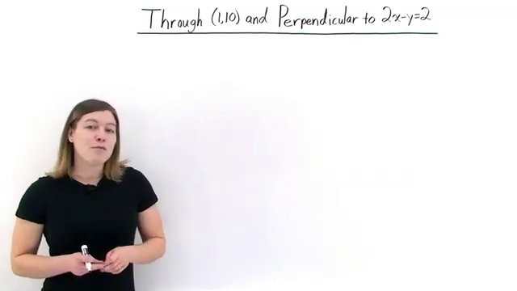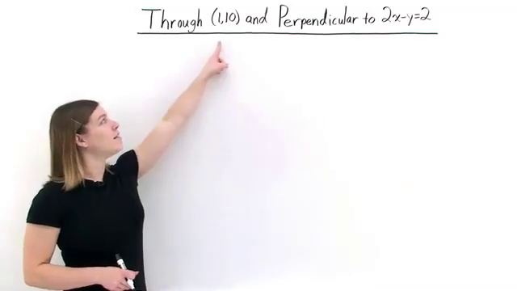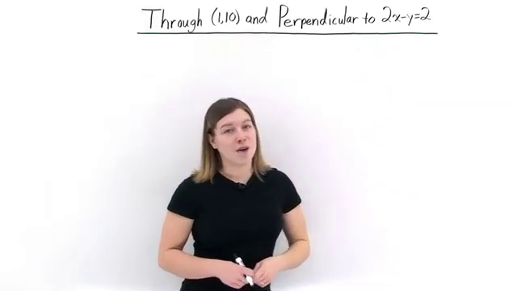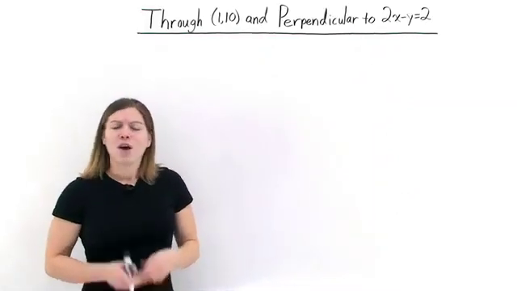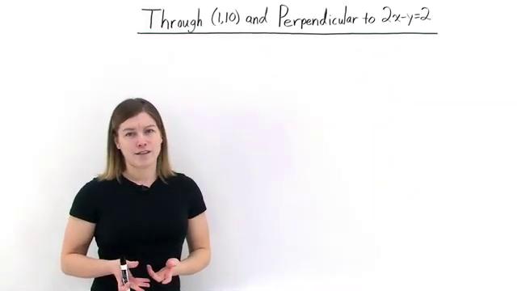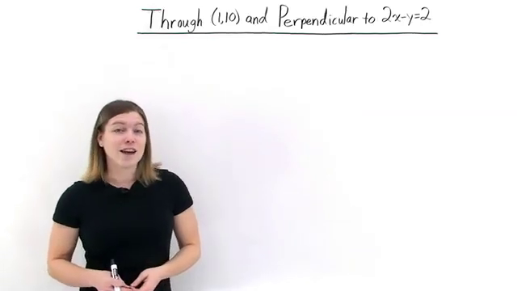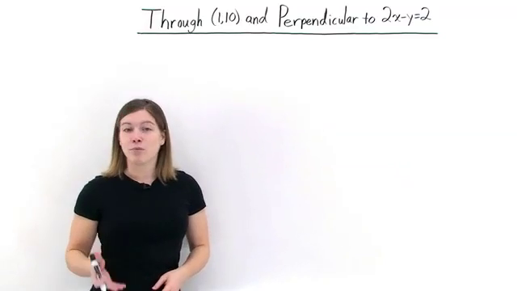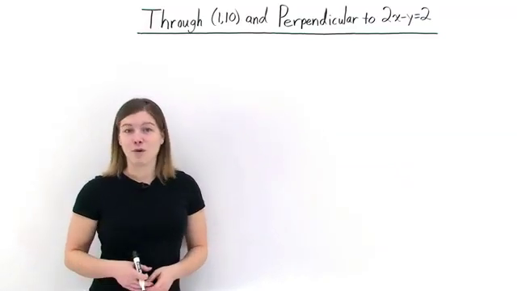Okay, so we've been given that our line contains the point (1, 10) and is perpendicular to the line 2x - y = 2. Well, what do we know about perpendicular lines? Perpendicular lines have slopes that are opposite reciprocals of each other. That means if we take the product of those slopes, we get -1.